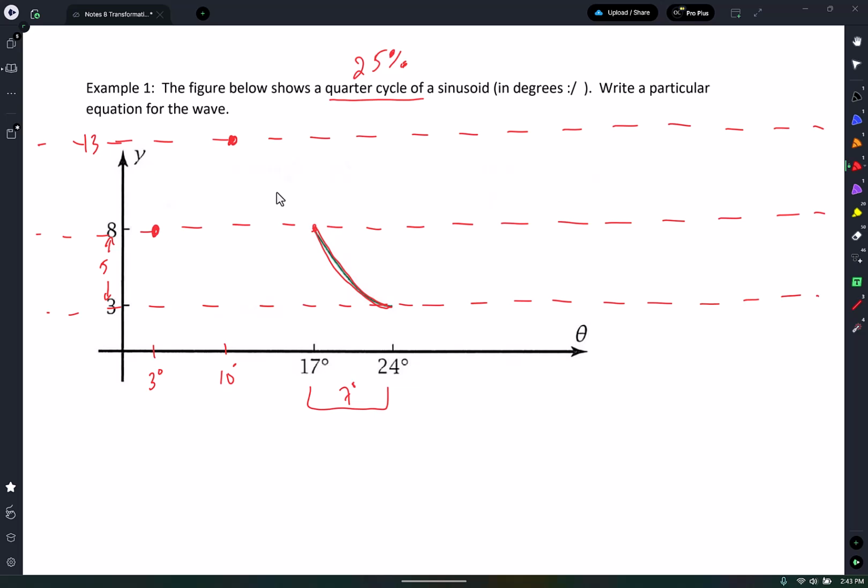I'm going to go another 7 degrees from the 24. So I'm going to say like right here. That's what, 31? 6, 7, yeah. 31 degrees. And I'm going to put a point back at the midline. And I'm going to go another 7 from there. So what's that, 38 degrees? And I'm going to put a point at the max. And then you know what we do.